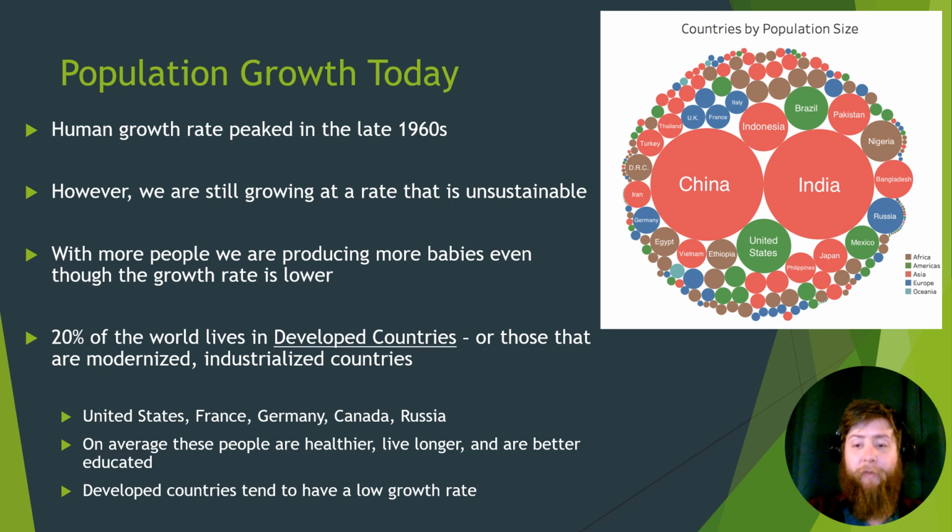20% of our world lives in what we call developed countries, those that are modernized and have that industrialized center, with economics and healthcare and all those things. We would include in there the United States, France, Germany, Canada, Russia. On average, the people who live here are healthier, live longer, have better education, and tend to have a lower growth rate. We're not having 6 to 7 kids anymore. We're having 1 or 2, maybe 3.